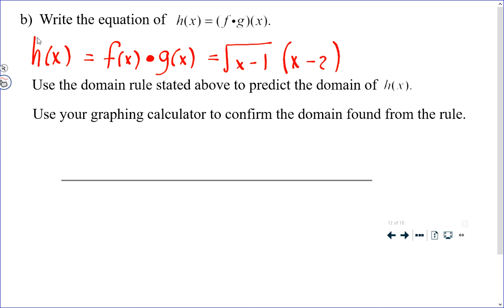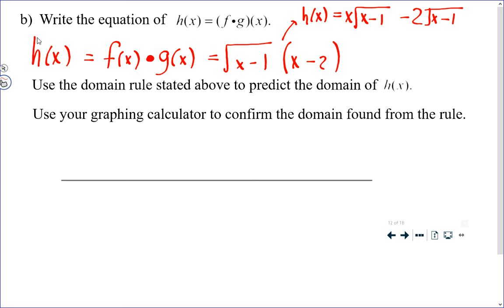There is nothing you can do with this. I suppose you could multiply that root x minus 1 through and have h of x equals x root x minus 1 minus 2 root x minus 1. But to be brutally honest with you, I'm not sure why you would want to do that.